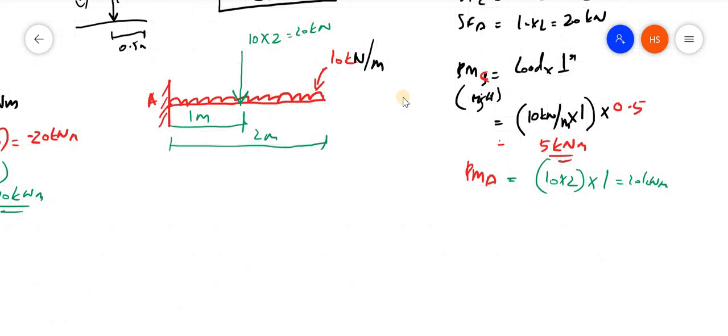So how can I draw that? Here all the moments are negative. Therefore here it is 0. At point B it is 5, and here it is like this. So I can join like this, and this will be my bending moment diagram.